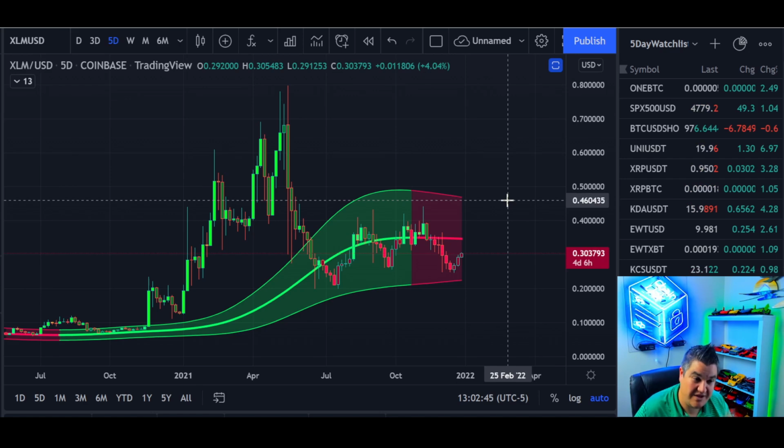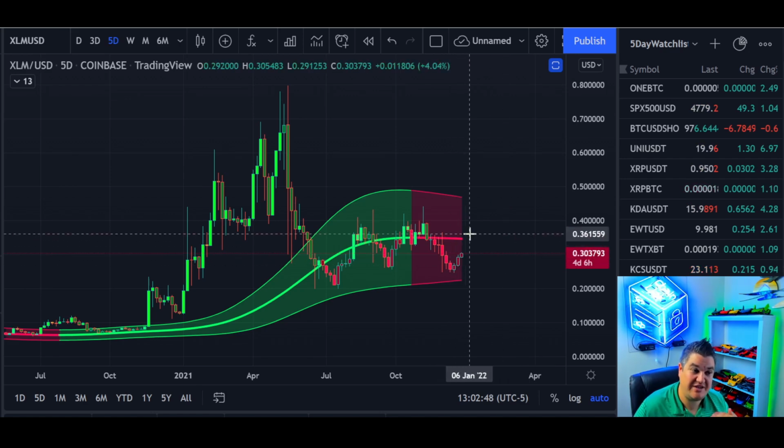If you already have XLM, maybe one of these rallies would be an opportune time to convert some over to one of the more blue chips, Bitcoin, or say Ethereum, which tends to do well in Q1.